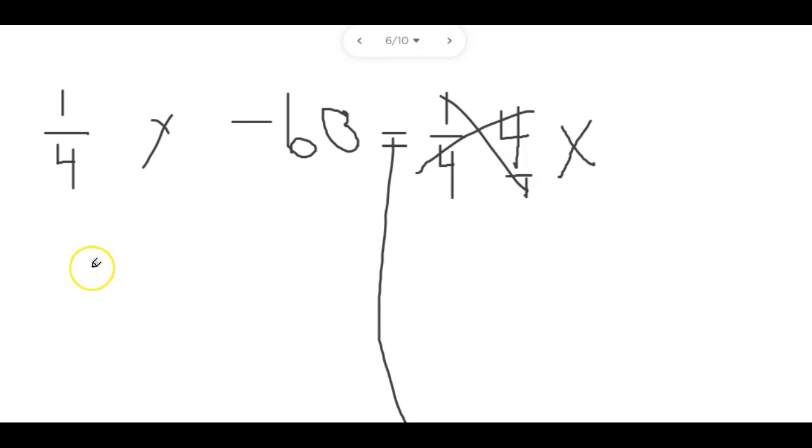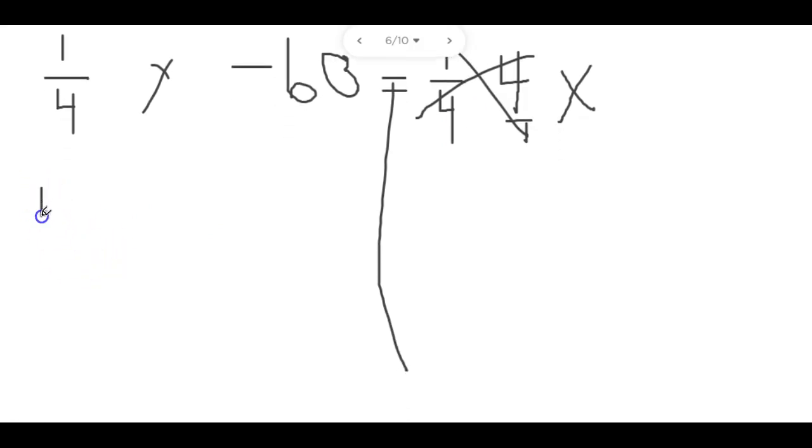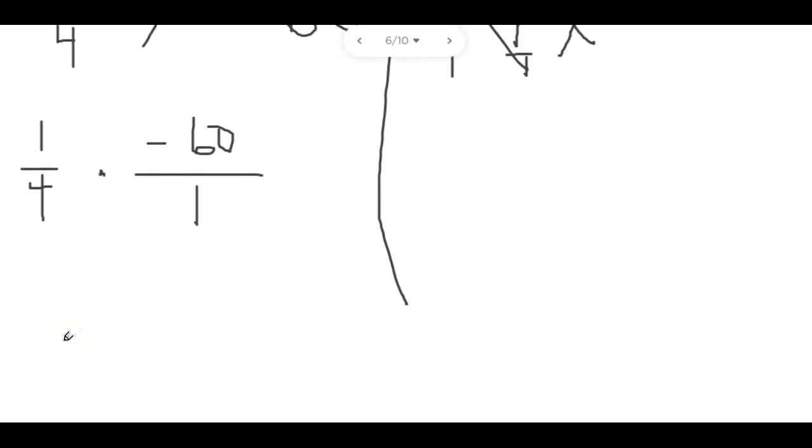On this left side of the screen, you have 1/4 multiplied by, and this is going to be a negative 60. Oh, I'm sorry. Negative 60/1. My bad. And you end up with basically a negative 60/4.